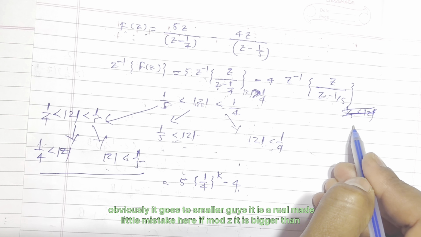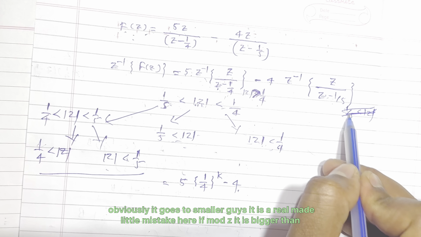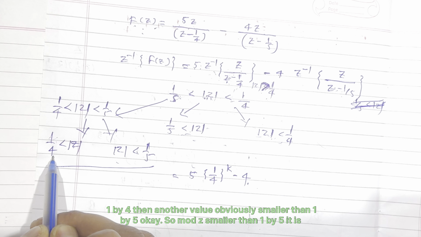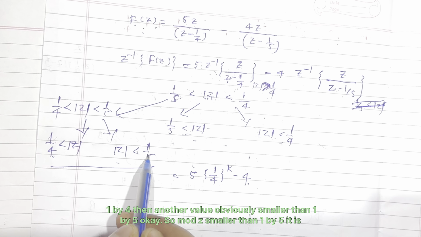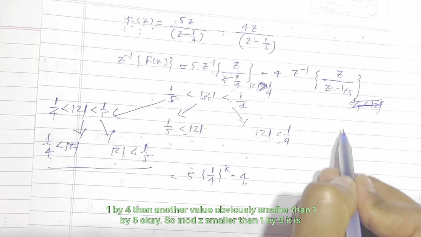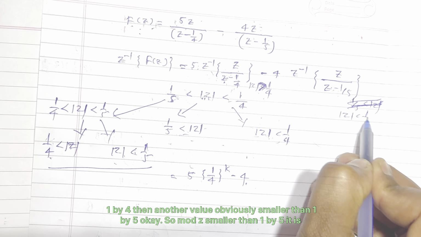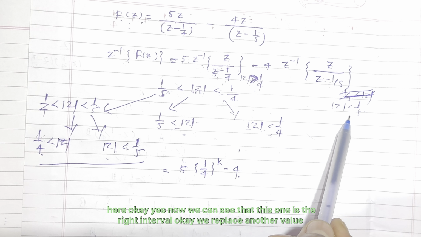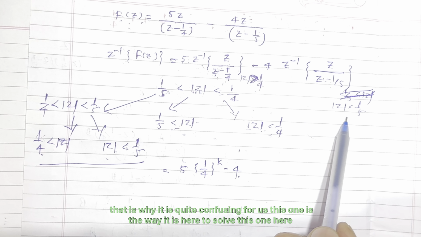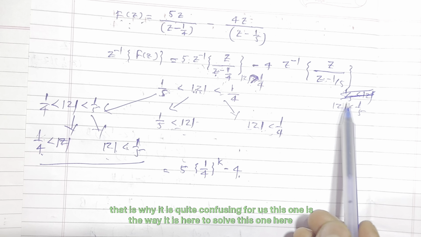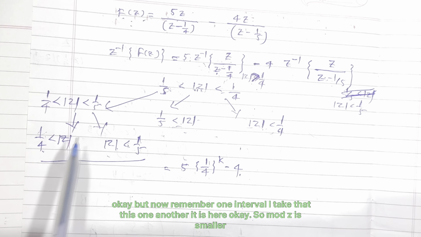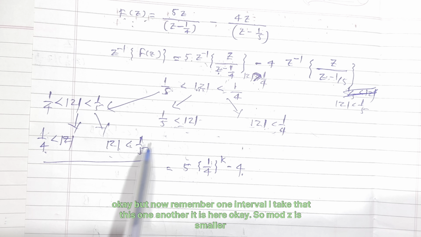Now obviously it goes to smaller, guys. We made a little mistake here. If mod z is bigger than 1 by 4, then the other value is obviously smaller than 1 by 5. So mod z is smaller than 1 by 5 here. Now we can see that this one is the right interval. We replaced the other value, that's why it is quite confusing. This one is way easier to solve. But remember, one interval I took this one, and another is here.